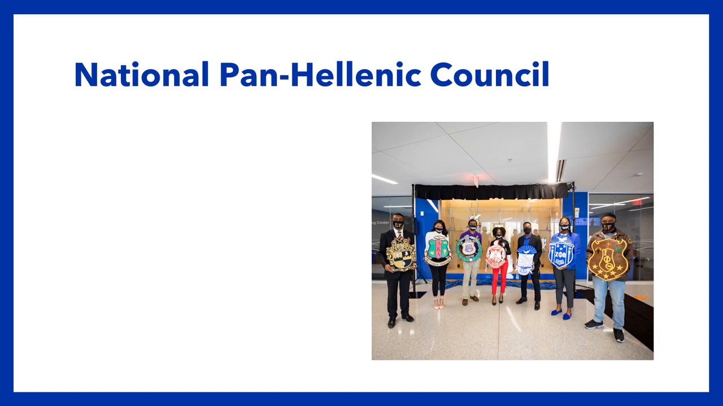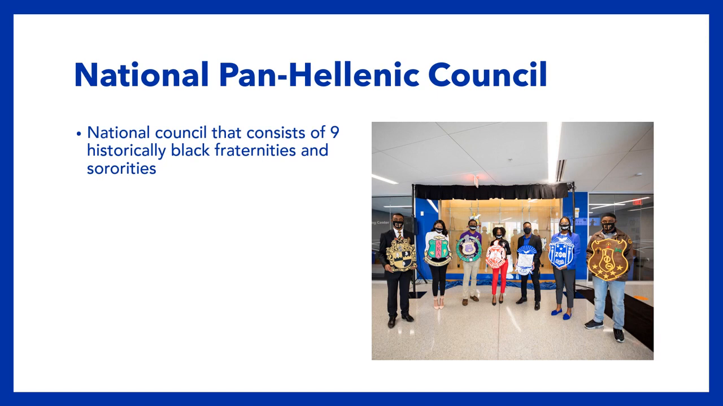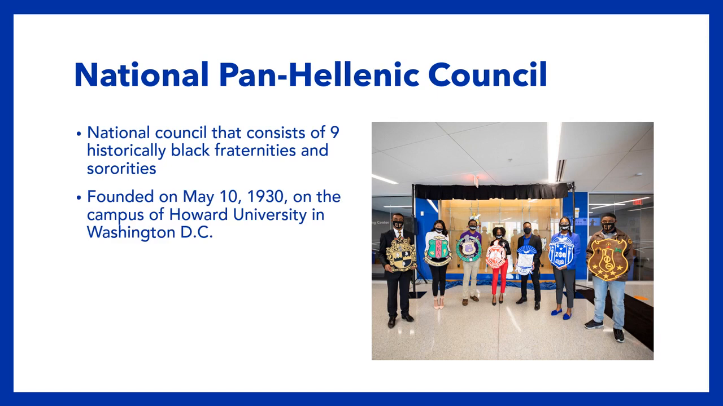The National Pan-Hellenic Council, also known as NPHC, consists of 9 historically black fraternities and sororities. NPHC was founded on May 10, 1930, on the campus of Howard University, which is in Washington, D.C. Howard University is a prominent HBCU, or historically black colleges and universities, with 5 of the 9 NPHC organizations being founded there.